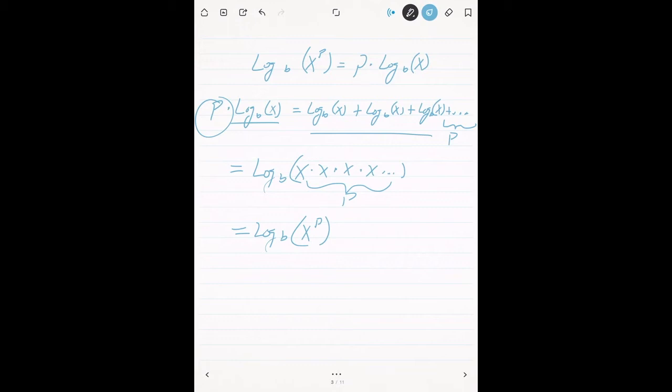And then, using a previous property, we were able to multiply all of the arguments together. Well, how many arguments are being multiplied together? Well, p of them. So that's why we were able to take x to the p power. And thus we showed we started on one side of the equation and got to the other side, okay? This is how we're able to show that this property works.